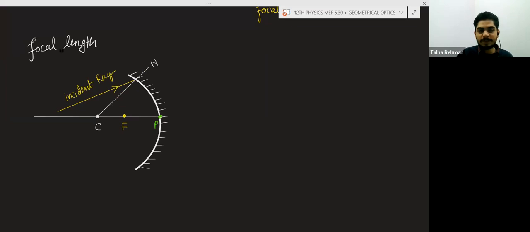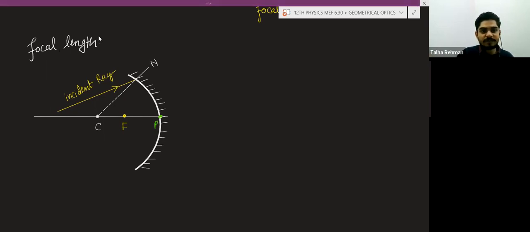In the case of a plane mirror or plane surface, drawing the normal is not a big deal. But here you will sometimes get confused. But always remember, the normal will always pass from the center of curvature. In the case of spherical mirrors, if you have a sphere, it will pass from the center. If you have a circle, it will pass from the center of that circle. So this is a normal.